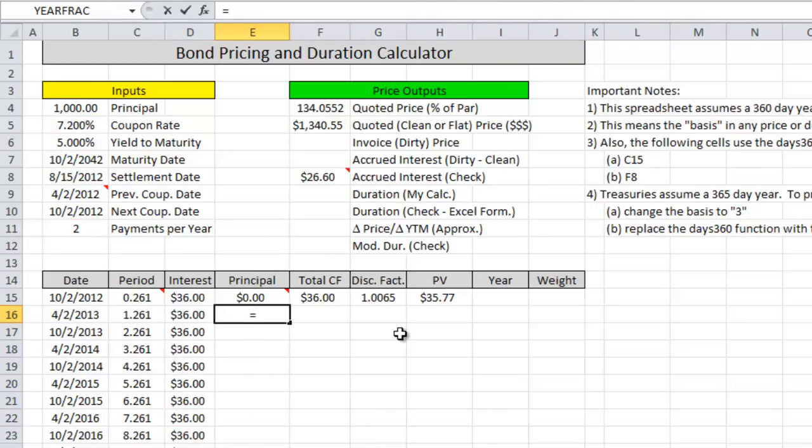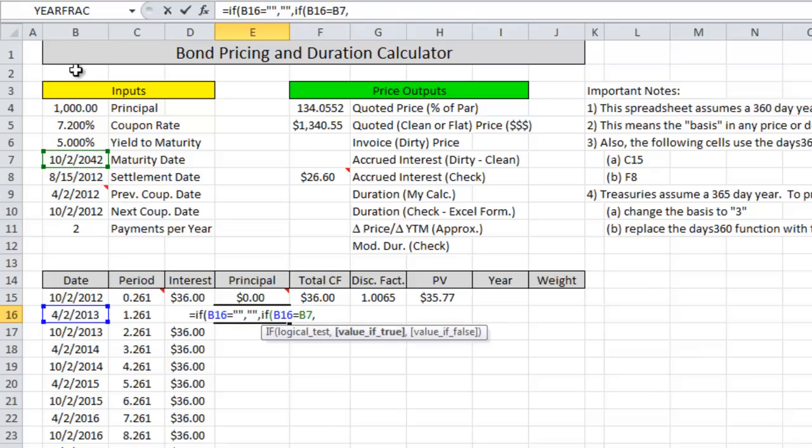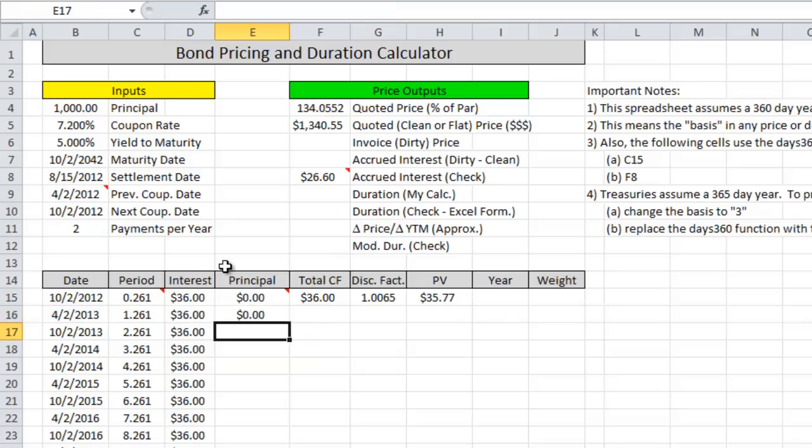Principal, similar concept. We're going to say if date equals nothing, give me nothing. Otherwise, if the date equals the maturity date, then give me the principal. Otherwise, give me 0. Make sure you're comfortable. Again, it's a nested if-then statement. First if-then: if date equals nothing, give me nothing. That means we're past the maturity date. If, however, there's a date, if it's equal to the maturity date, give me the principal. Otherwise, don't give me anything.